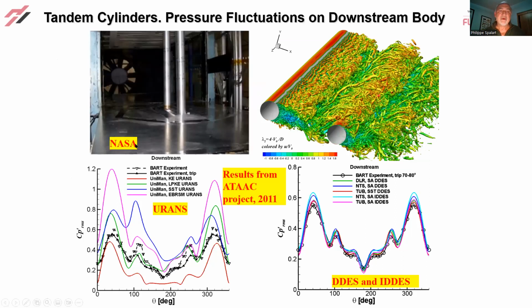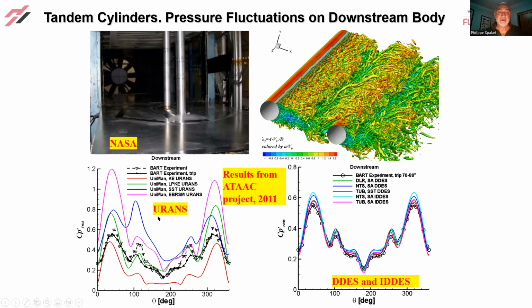This I call a big success story. NASA did experiments with tandem cylinders. So the turbulence of the first one would strike the second one and create a lot of noise. So you see the simulation with a very wide domain and the impingement of the turbulence, and there's really a lot of turbulence in here.